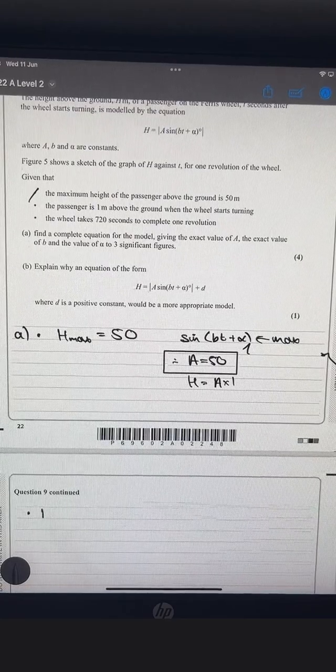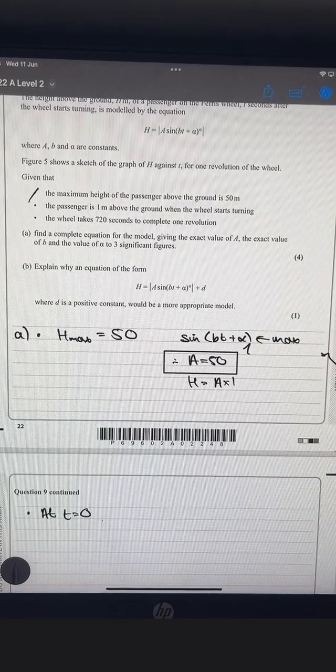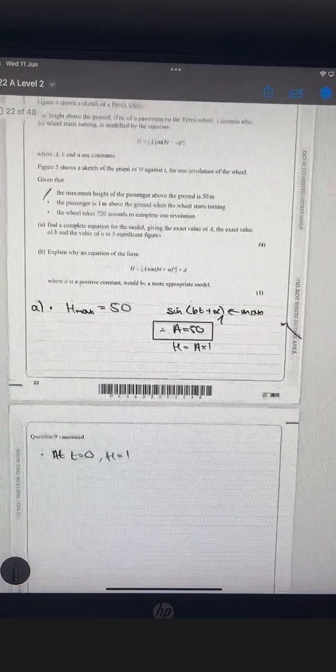At t equals 0, h equals 1, right? Because when the wheel starts turning, well, that's at t equals 0, the height of this passenger is 1. So let's just sub that into my formula. So I'll just bring the formula there.